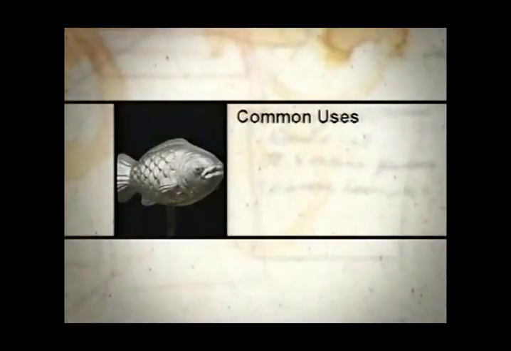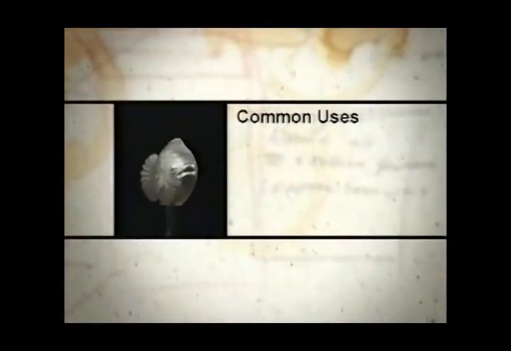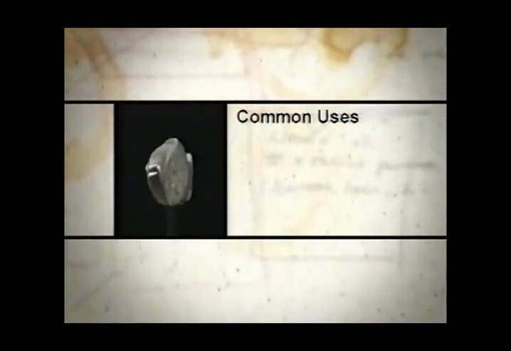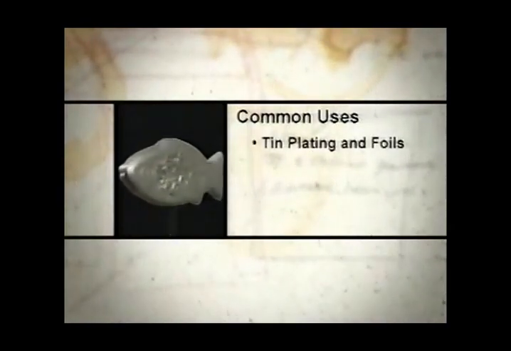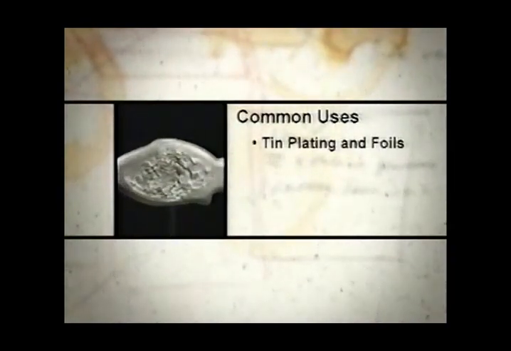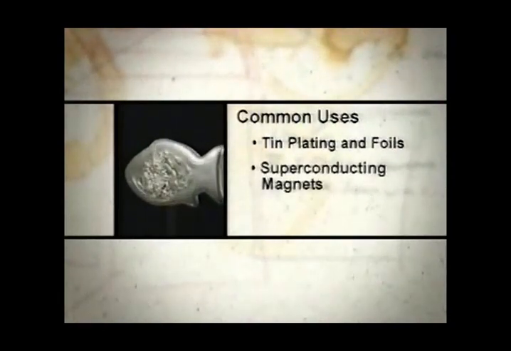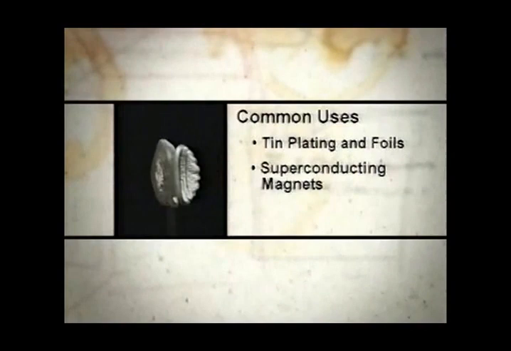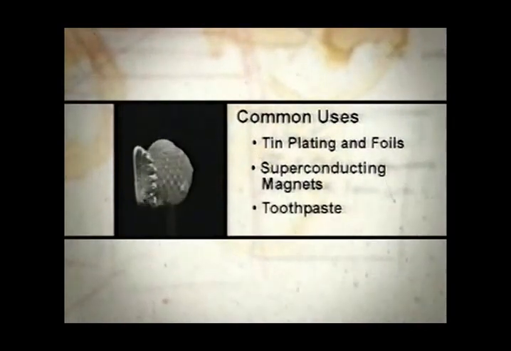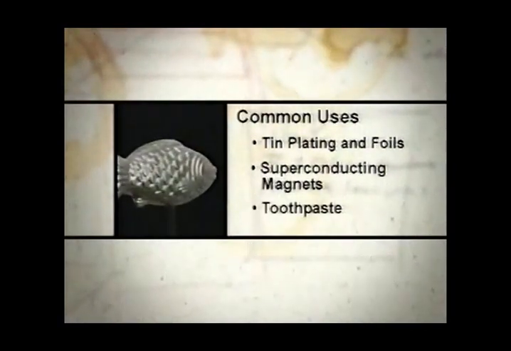Since tin does not react readily with oxygen or water, it is often used to protect other metals, such as iron and steel, from corrosion. Tin is also added to other metals to make superconducting magnets. And tin is combined with fluoride in some toothpastes to help fight microbes and tooth sensitivity.